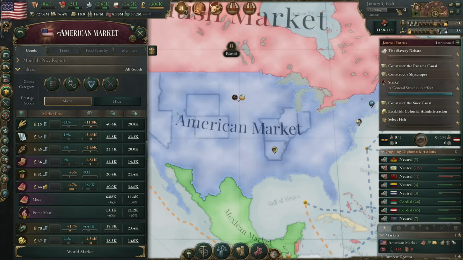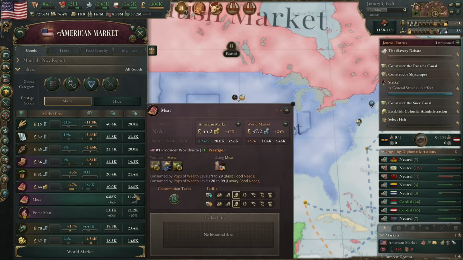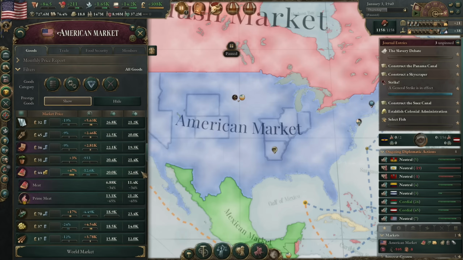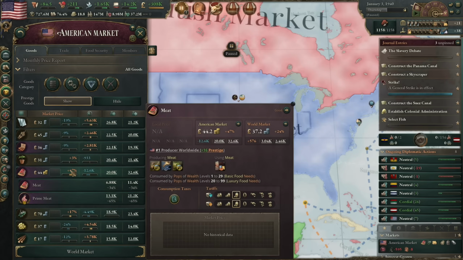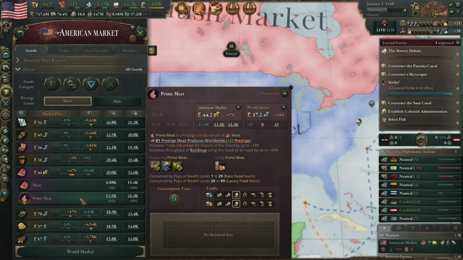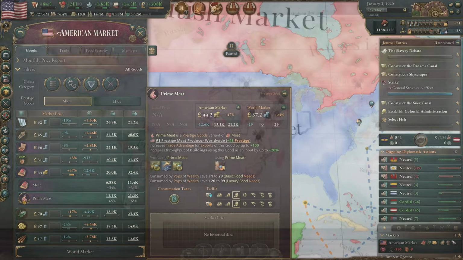This is America in 1940. They are leading in GDP in this world. The American market has 20,000 units of meat, but it's just not enough. Plus 47% base price. Insane.